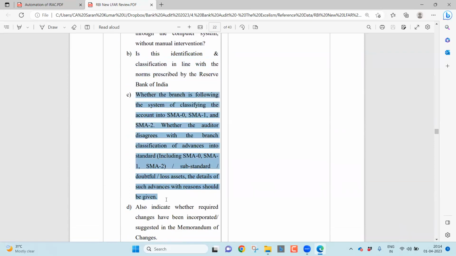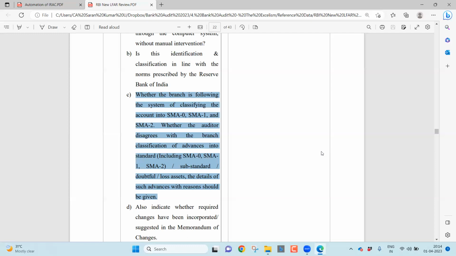The very important question is the third one: whether the branch is following the system of classifying accounts into SMA 0, SMA 1, and SMA 2. Whether the auditor disagrees with the branch classification of advances into standard, substandard, and loss assets, the details of such advances with reasons should be given. You should ask the branch, could you please provide your SMA 0, 1, 2 accounts list for different intervals in the financial year 22-23. Then you should have your own analytical procedures.